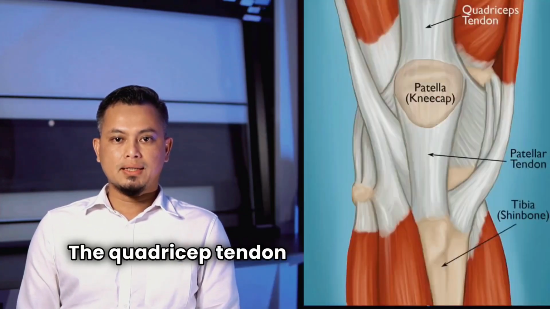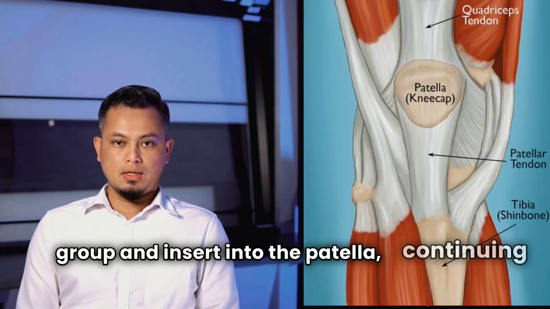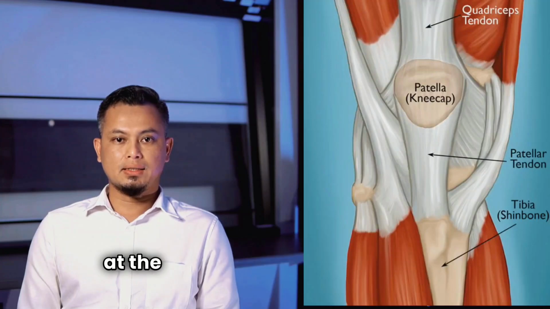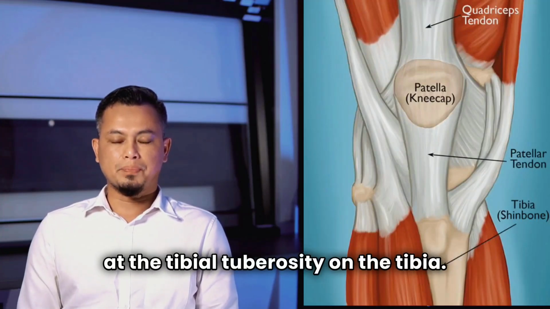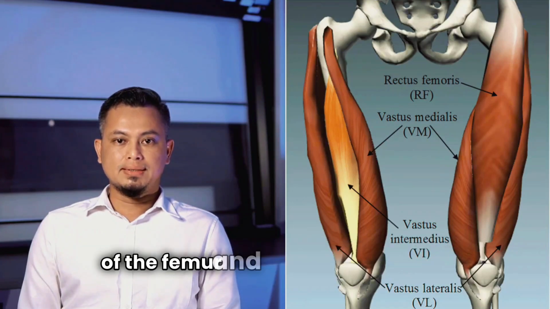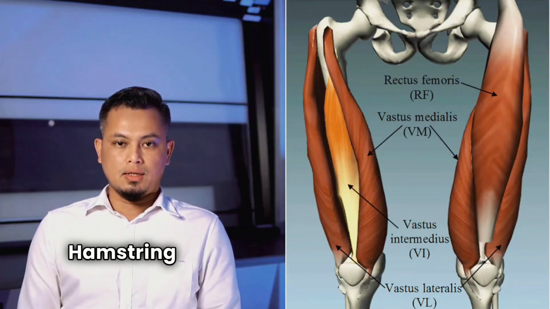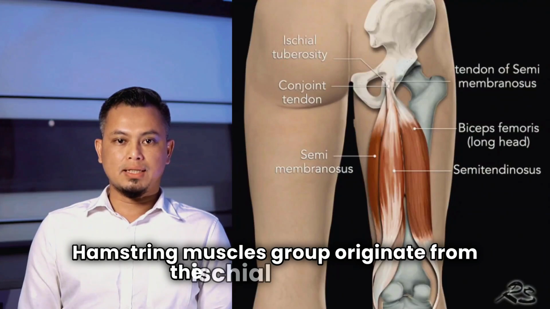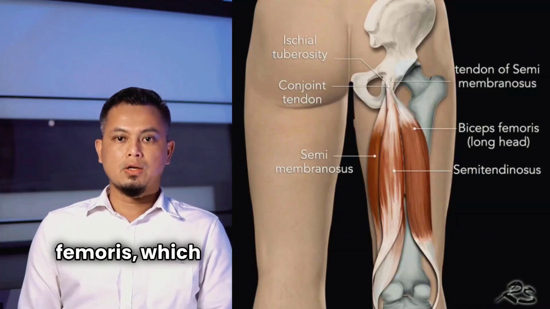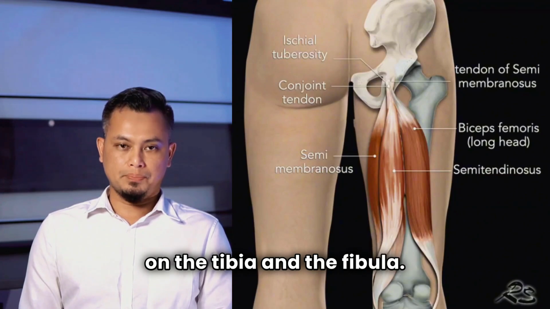The quadriceps tendon originates from the quadriceps muscle group and inserts into the patella, continuing as the patellar tendon, which then extends to attach at the tibial tuberosity on the tibia. The quadriceps group originates from various parts of the femur and inserts through the quadriceps tendon into the patella. The hamstring muscle group originates from the ischial tuberosity, except for the short head of the biceps femoris, which originates from the femur, and inserts on the tibia and the fibula.